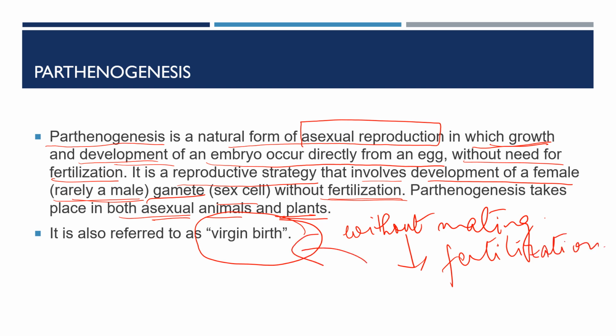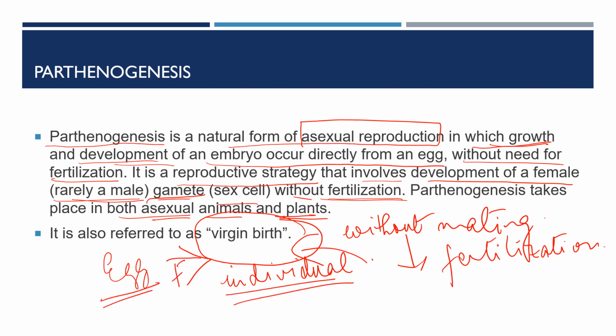Okay, so it is a different type of reproductive strategy, in which the female gamete gives birth to, rarely, a male, through development without fertilization involved. The male gamete can't give birth to another individual, so the egg always matures to form another individual without the requirement of a sperm. Okay, is it clear to all of you now?